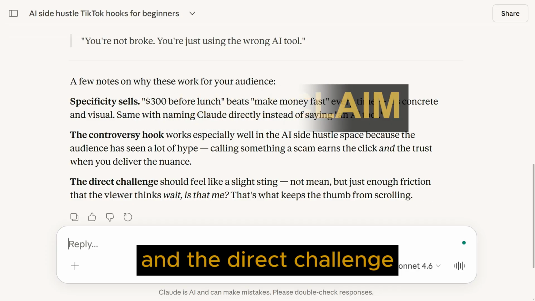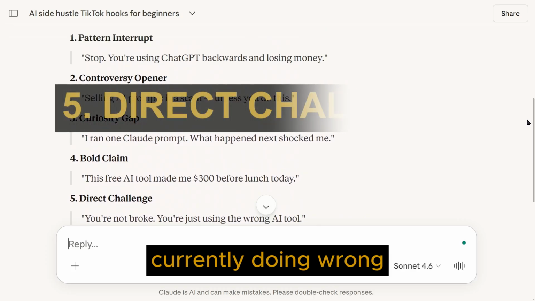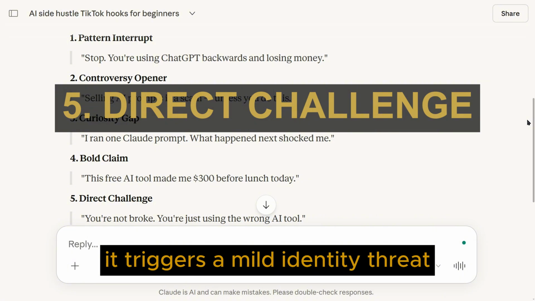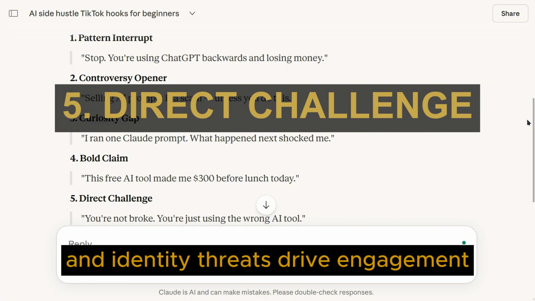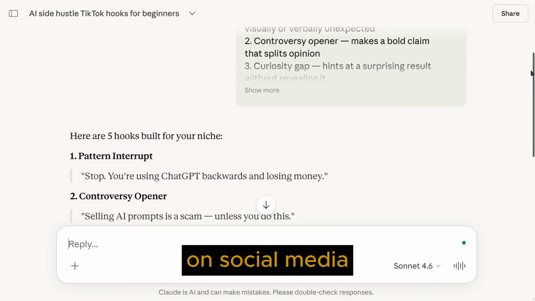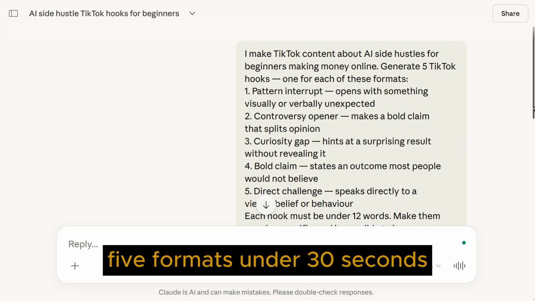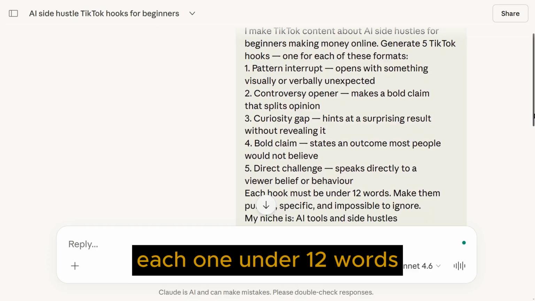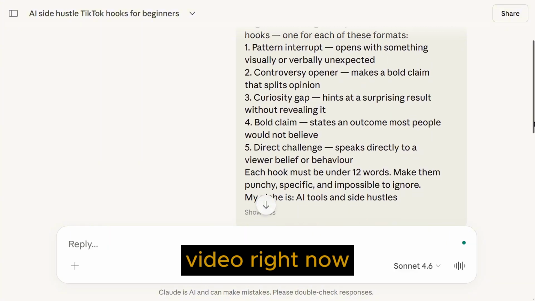And the direct challenge. This one speaks directly to something the viewer is currently doing wrong or thinking incorrectly. It triggers a mild identity threat, and identity threats drive engagement more than almost any other psychological trigger on social media. 5 hooks, 5 formats, under 30 seconds. Each one under 12 words. Any one of these is ready to open your next TikTok video right now.